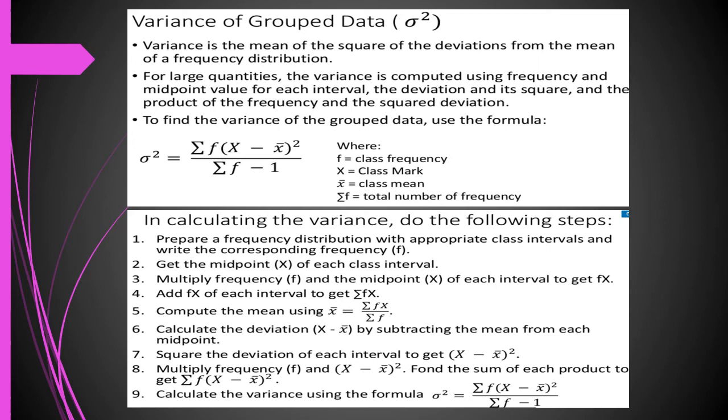Square the deviation of each interval. Multiply the frequency and x minus mean squared. Find the sum of each product to get the summation of f times (x minus mean) squared. Calculate the variance using the formula.